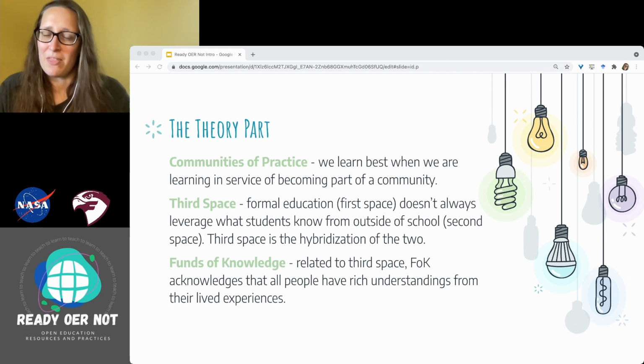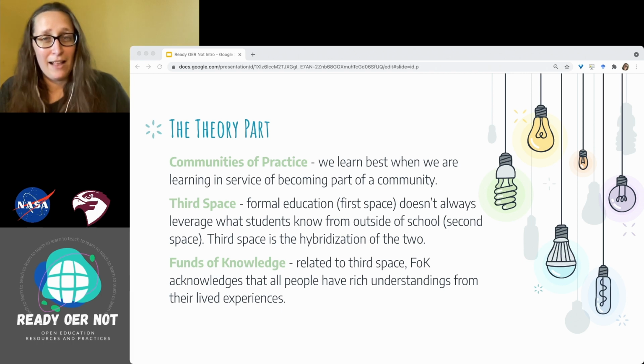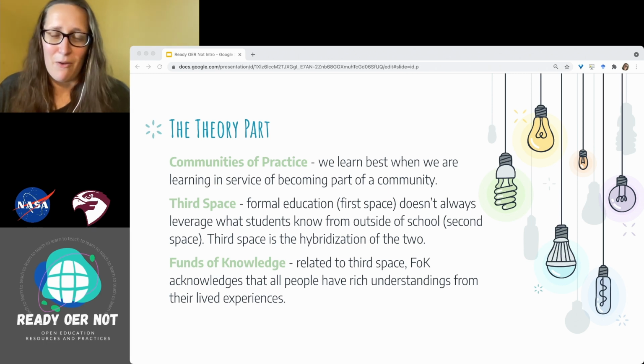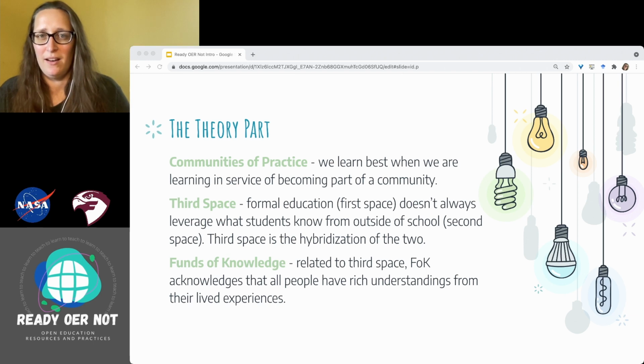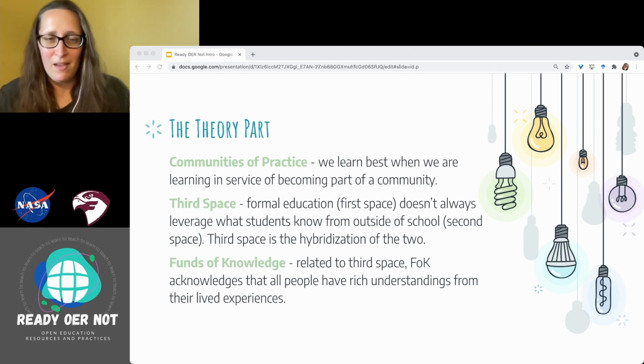And then when it comes time for them to get into the real world, it's a challenging gap to go from just being a really good student to being a good XYZ, whatever it is that they want to become. So finding ways that we can make K-12 education look more authentic is definitely something that can be accomplished through OER and OEP. Third space and funds of knowledge are kind of related.